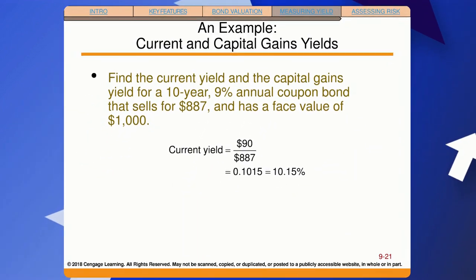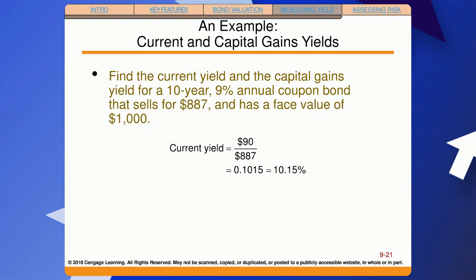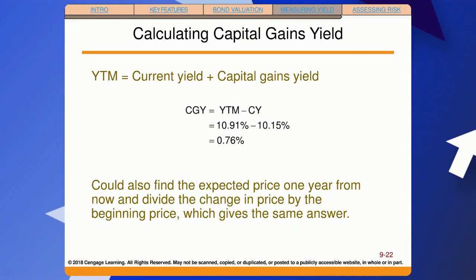Alright. And so, paano yun, sir? Alright, so, an example, what if you have current and capital gains yield? Again, formula lang tayo, no? So, 90 is the interest, and you divide it by the present value. So, magkano yung ating current yield? 10.15%. So, ano yung formula? Interest, kasi nga 1,000 times 9%, times 12 divided by 12, so 90, then present value of your stocks is 887. Okay? So, you have 10.15.